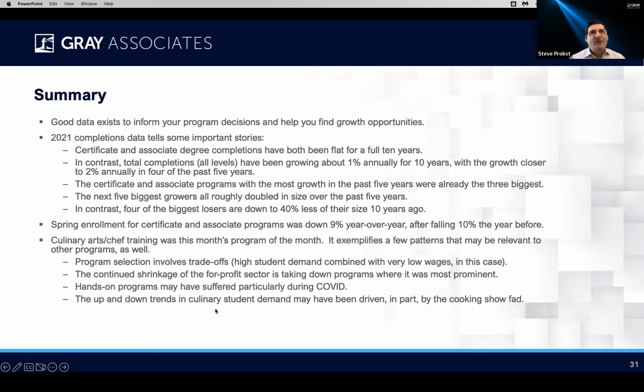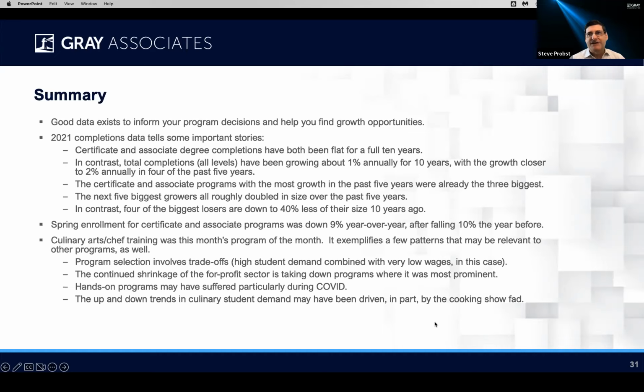And finally, one of the interesting things about Culinary is it was really popular on TV 5-10 years ago. There were all these cooking shows. And we know that there was a huge shot upward in demand at that point. So part of the up and down may have been driven by the cooking show fad.